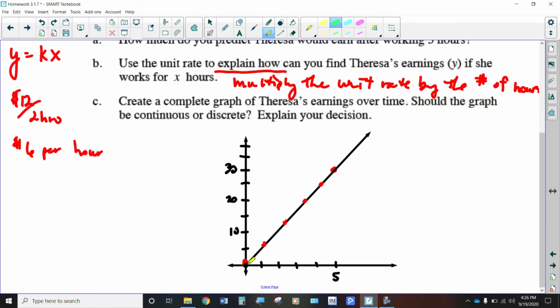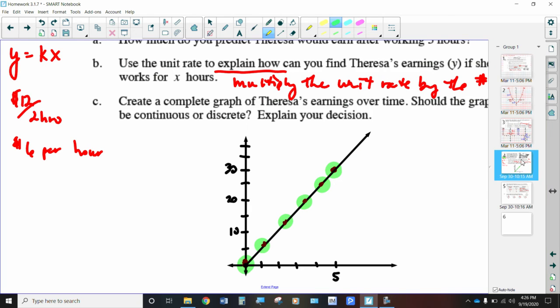And when you plot these points here, she doesn't work any hours, she doesn't make any money. 1 hour is $6, 2 is 12, 3 is 18, 4 is 24, and 5 hours would be 30. So that forms a straight line because it's a constant growth rate. She's making $6 per hour, and it goes through 0, 0, because if she doesn't spend any time working, she will not make any money.